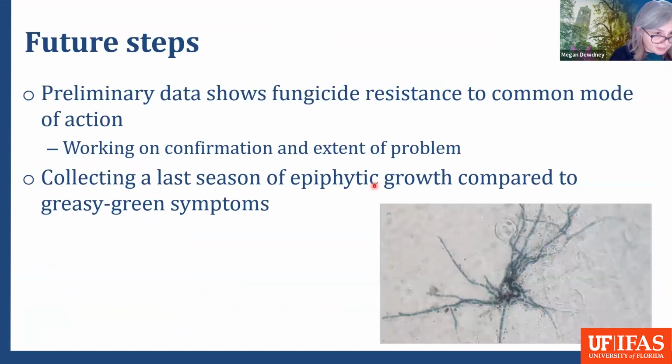So, as I mentioned, we are concerned about fungicide resistance. We have some preliminary data showing that we have fungicide resistance to a common mode of action. We're working on the confirmation of that still, and we're looking at the extent of the problem as well. How widespread is it? And once I have more data on that, I will be sharing that with growers so that they can make improved changes to their fungicide programs.